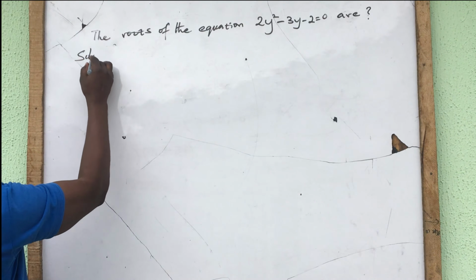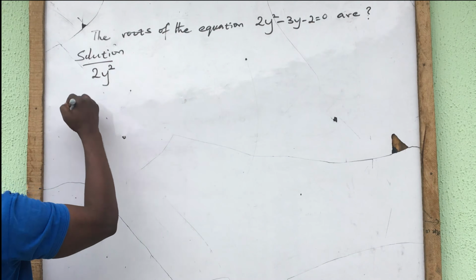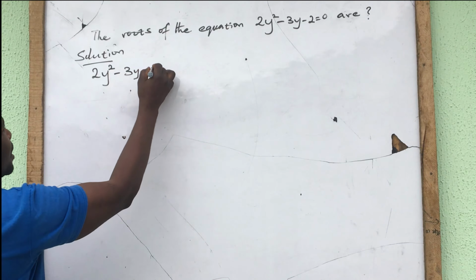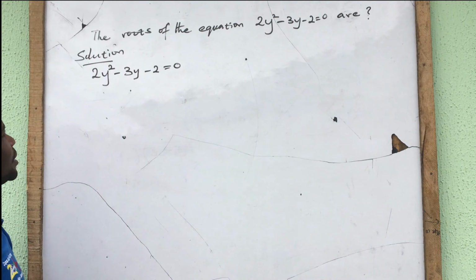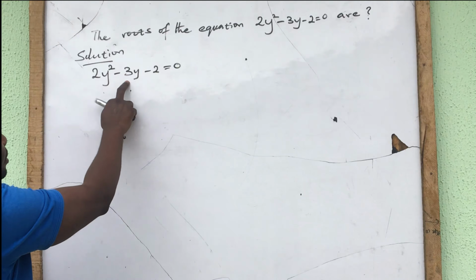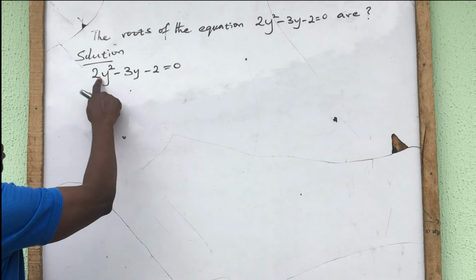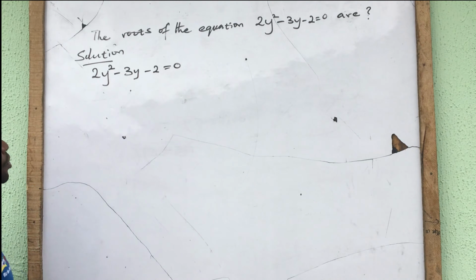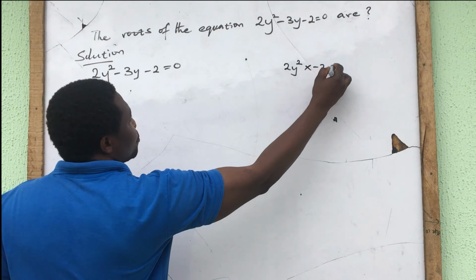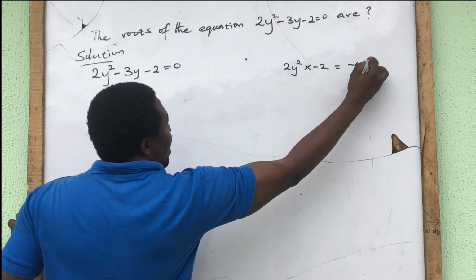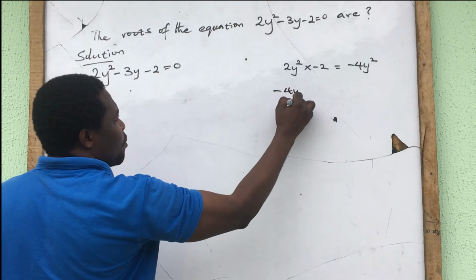Let's solve this question together. That is 2y squared minus 3y minus 2 equal to 0. The first step is to look at the first term, the second, and the third term. So we multiply the first and the last together. 2y squared times minus 2 gives us minus 4y squared. So we need to look for the factors of minus 4y squared.